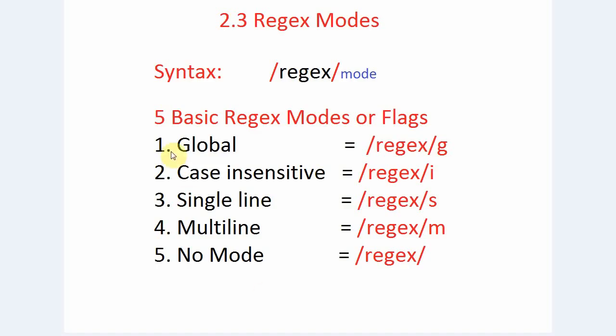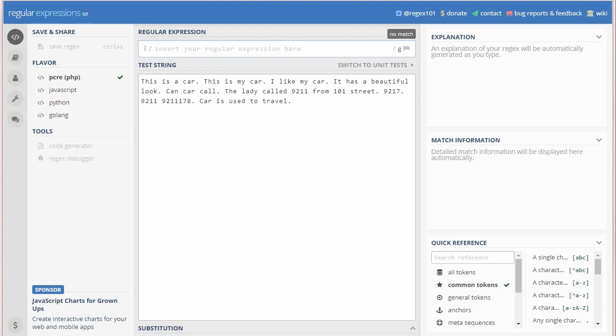So global mode and standard or no mode are discussed. Now we are going to discuss one more mode, and that is case insensitive. Single line and multi-line involve some complex symbols, and we will discuss them later. So case insensitive mode, by default the search is case sensitive.